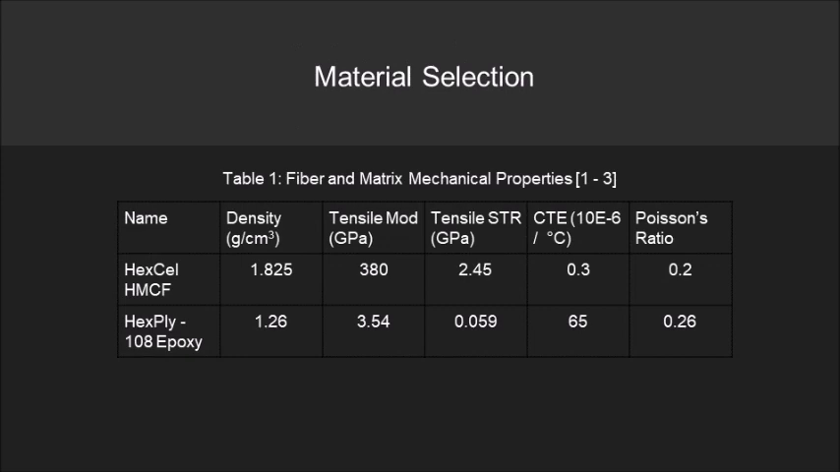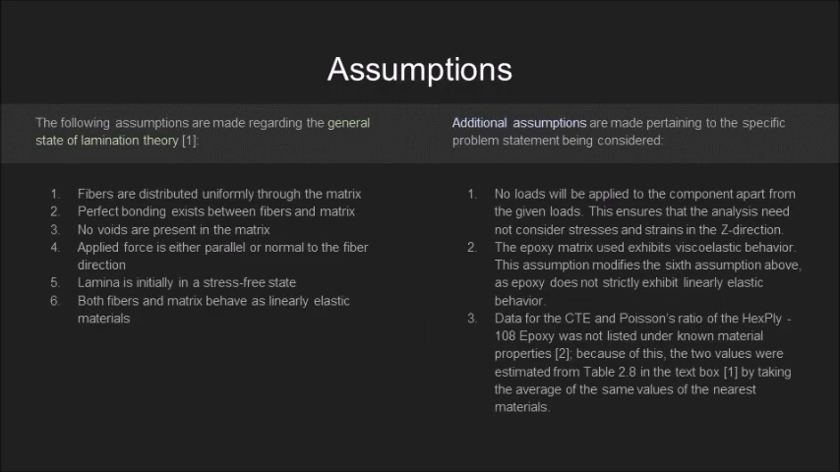The table shown contains the material properties for the high modulus carbon fiber and epoxy used in our design. Data was found in Malik's textbook, Fiber Reinforced Composites, the Hexply 108 datasheet from Hexcel Corporation, and CES EduPack. All sources are listed at the end of the presentation. The smaller scope of this project meant that certain assumptions were a necessity. These have been broken into two categories: general lamination theory assumptions and other assumptions specific to this problem statement.